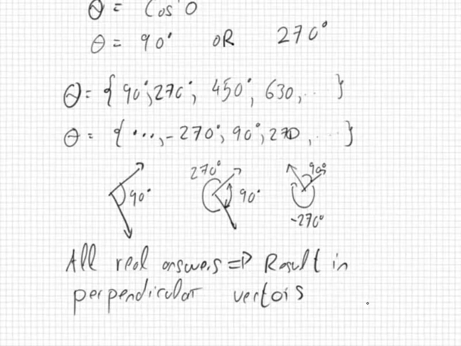So we have the result now. If A and B are perpendicular, then A dot B equals 0. And if A dot B equals 0, then that means they're perpendicular.